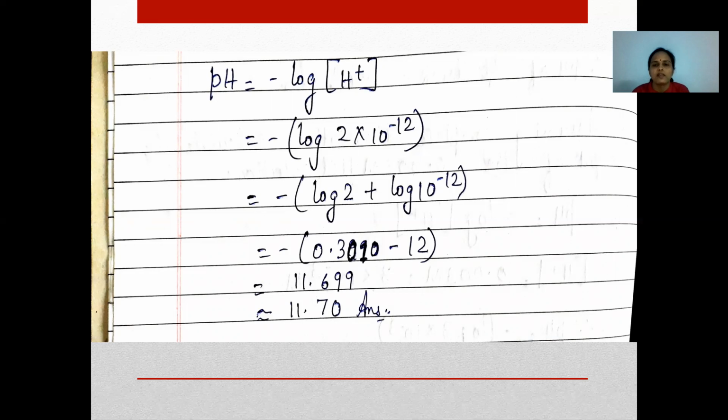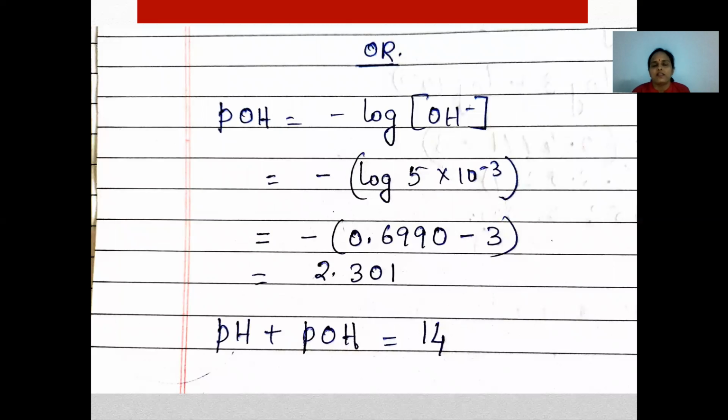This is one way. The second way is, here you can calculate pOH first by putting in the formula pOH is equal to minus log of OH minus ion concentration. So it equals to minus of log 5 into 10 raised to minus 3. The value of log 5 is 0.6990 minus 3 log 10.